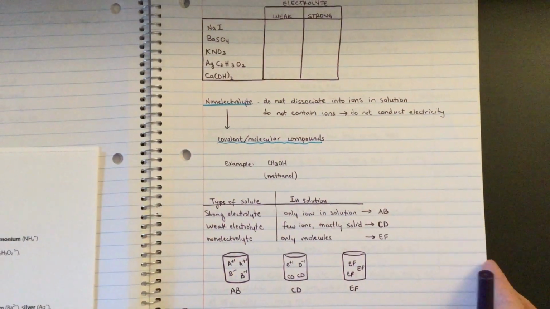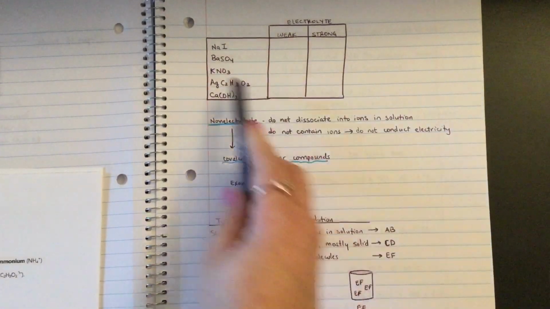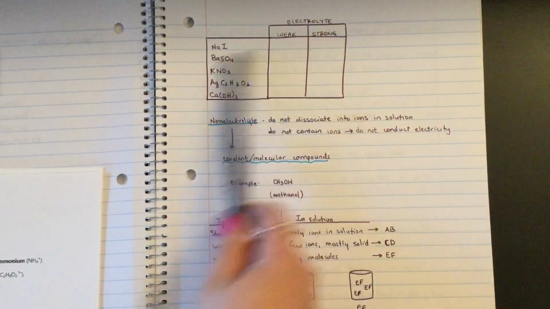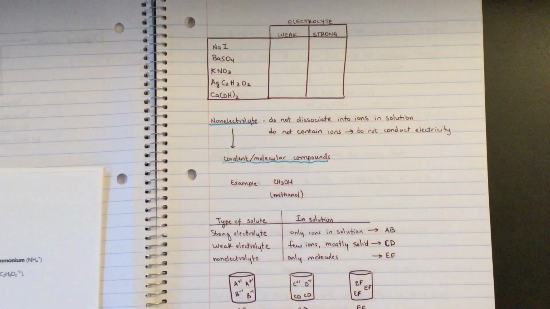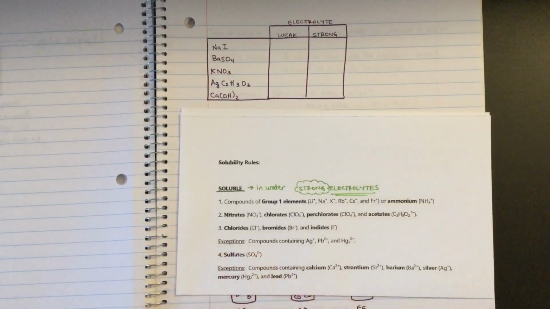So I'm going to use my solubility rules to show you just one example here. I have sodium iodide, the first one listed, and you're going to use your solubility rules to determine if it's a weak or a strong electrolyte. To determine that, the first thing you have to know is if it's soluble or insoluble. Soluble electrolytes are strong electrolytes. Insoluble ones are your weak ones.